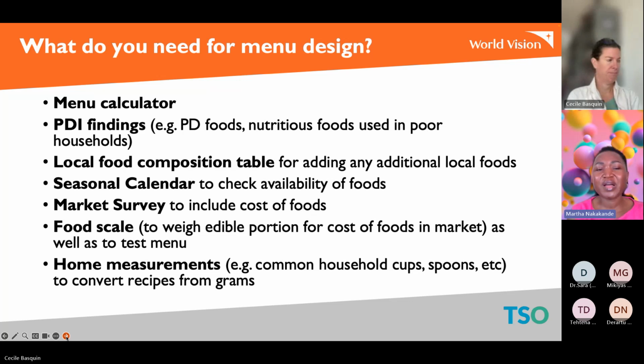You also need a market survey. In this case, what we mean is you simply need information on the cost of the foods that you're going to include in your calculator.